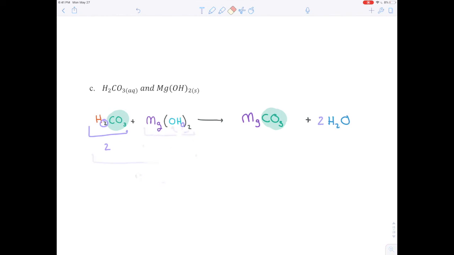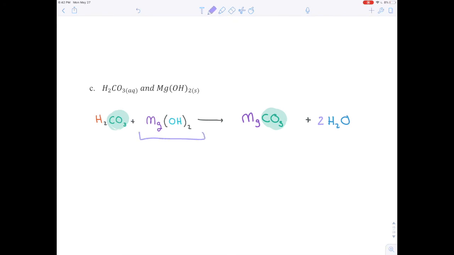Okay, next. So that's the hydrogens. Carbonates. 1 carbonate on the left, 1 carbonate on the right, so those are balanced. Magnesiums. 1 magnesium on the left, 1 magnesium on the right, so those are balanced. Last but not least, oxygen. I'm not going to count the oxygens in the carbonates. I balanced those when I balanced carbonate.